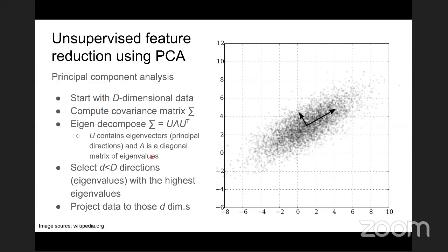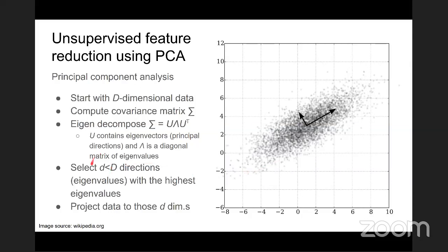So what you have done with this decomposition is that you have found all the directions in which the data is spread out, starting with the direction in which it is the most spread out, and then the next orthogonal direction in which it is the next most spread out, and then the third direction, and so forth.